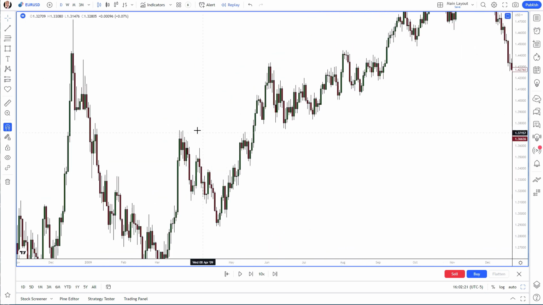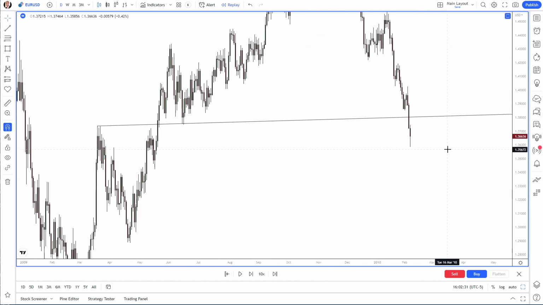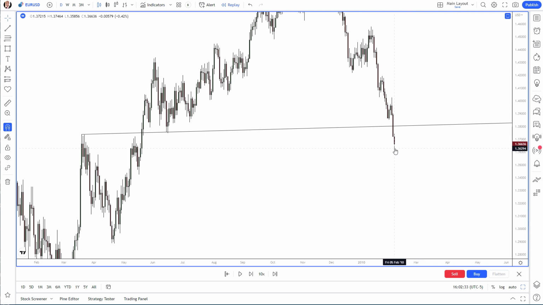I'm going to take this absolute top right over here, and I'm going to connect it to this absolute bottom right over here. Okay. If I'm going to get short again, I'm going to wait for the market. It doesn't matter if the market keeps on going down. So what? Let it keep on going down. What we're looking to do with this strategy is to wait to see if the market pulls back and gives us another opportunity to get short.